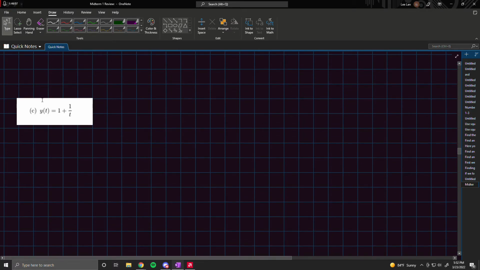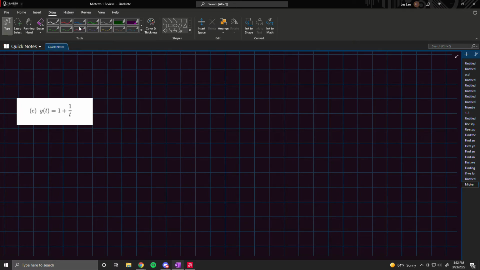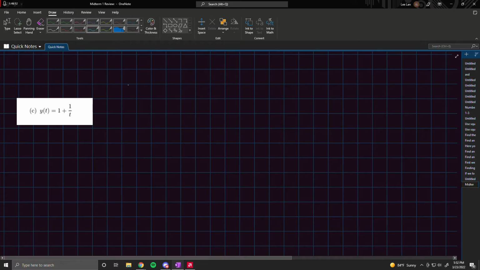Okay, so now I have C. So I have y equals 1 plus 1 over t. So let's see. When you have lots of terms again, you take the derivative of each thing one by one. So y prime is equal to, okay, so what's the derivative of 1? Like I said before, the derivative of a constant is just 0. And so what's the derivative of 1 over t?